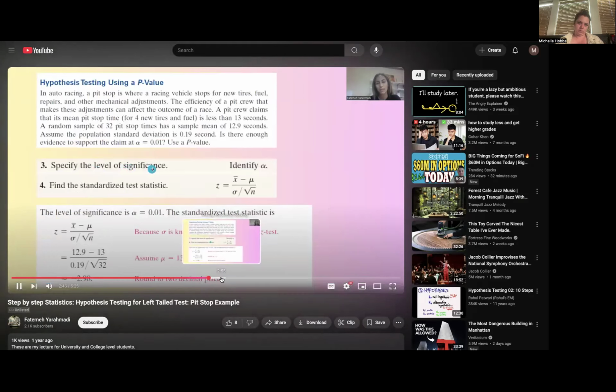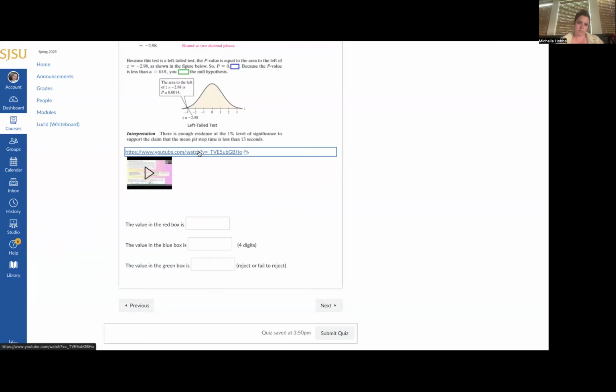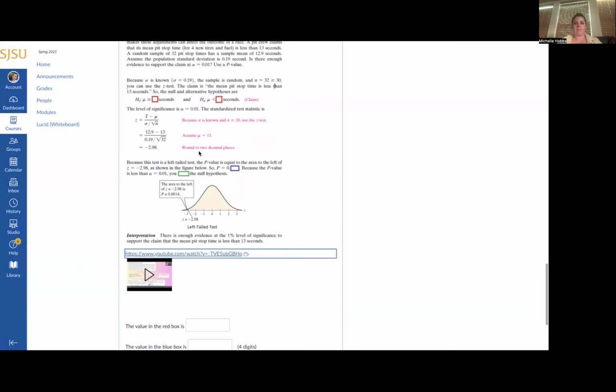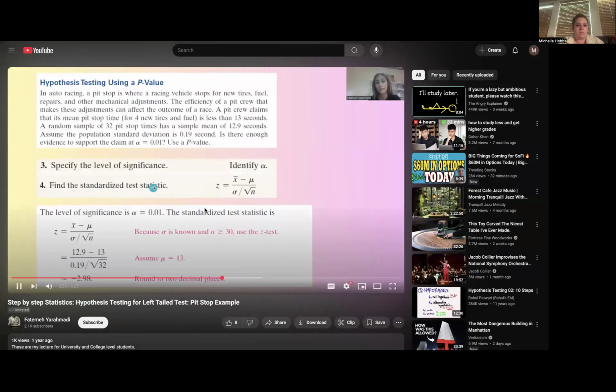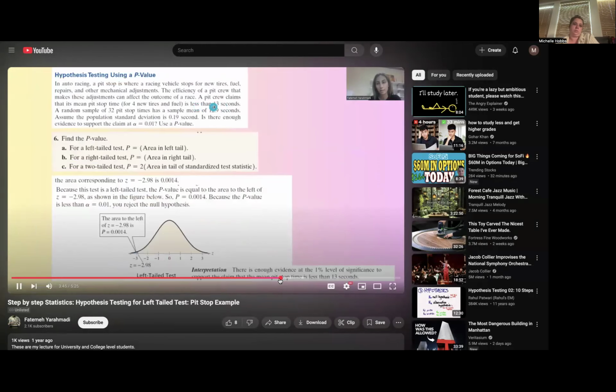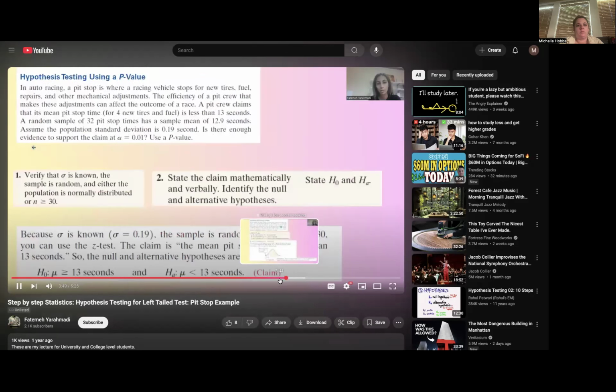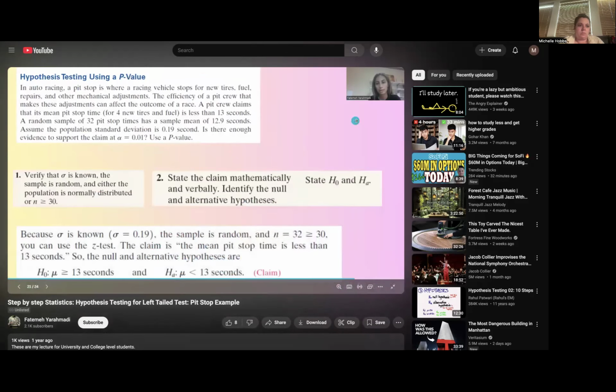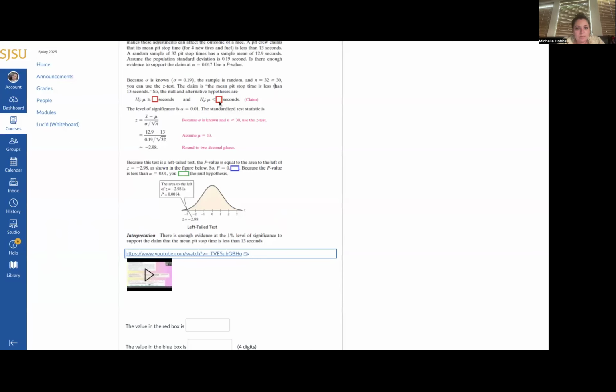What's the level of significance? The level of significance in the question given to us is 0.01. Now we need to move on to calculate the standardized test statistic. If you go back to the first page, the alternative hypothesis is mu less than 13 seconds, so you have a left-hand graph.